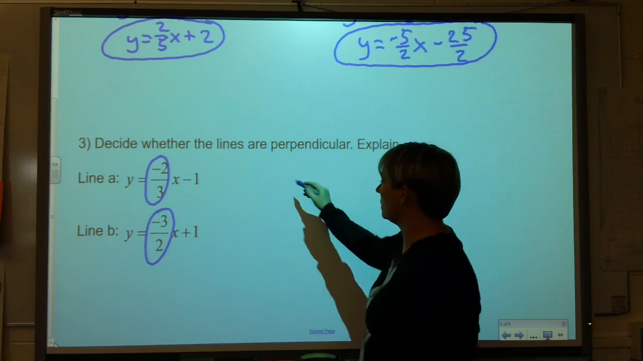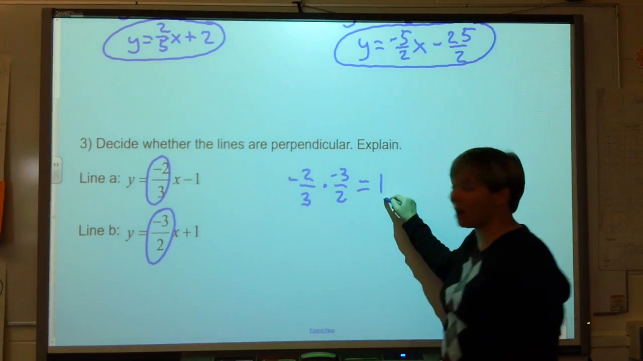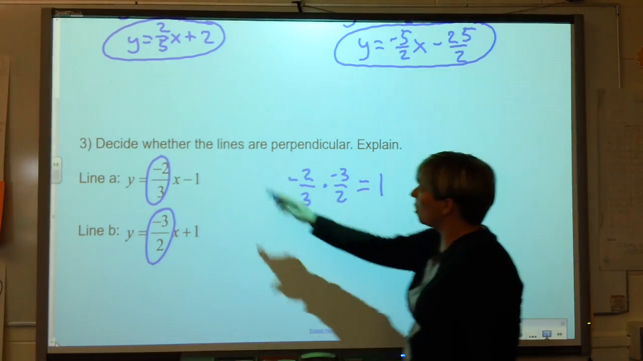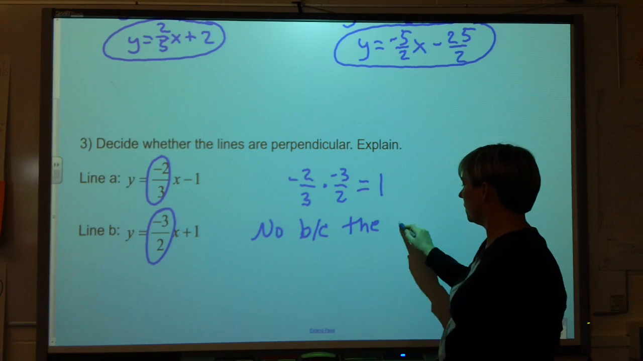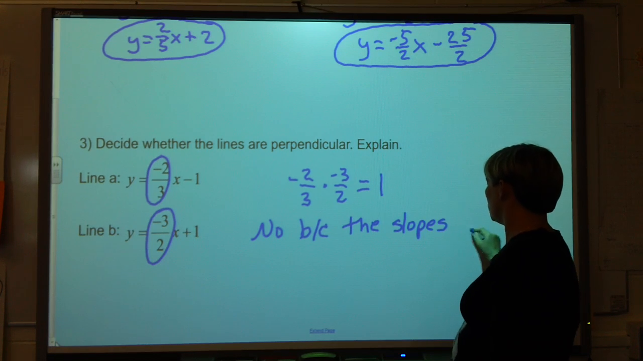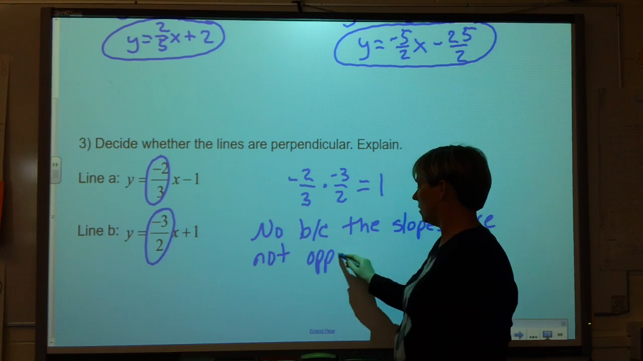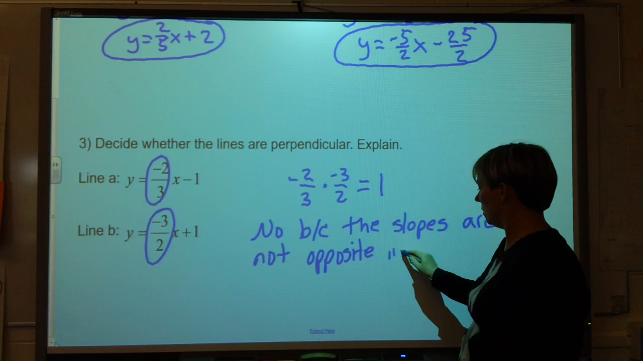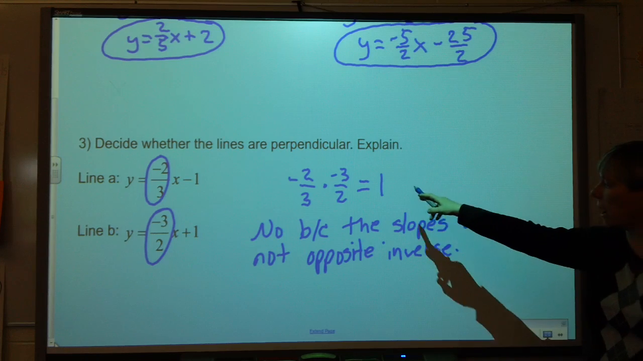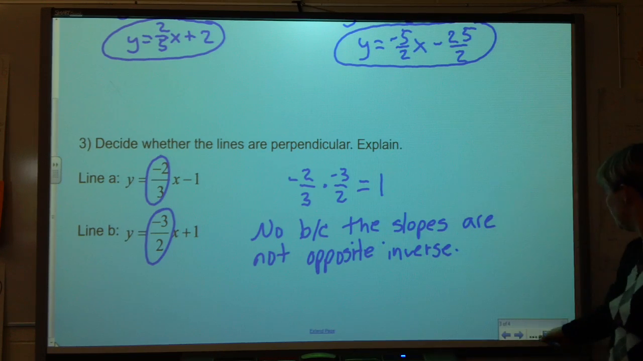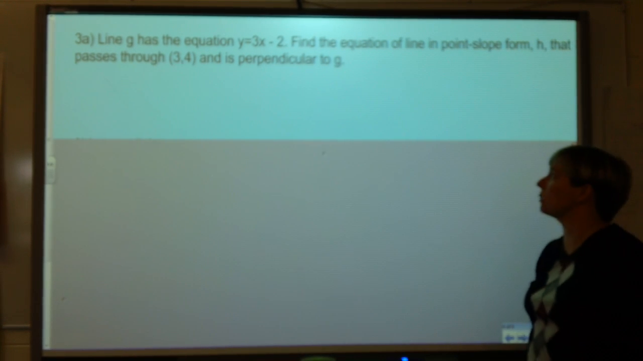So how do I prove it? I would say, okay, well, negative 2/3 times negative 3/2 is positive 1, not negative 1. So are these perpendicular? No, because the slopes are not opposite inverse. When I multiply them, I get positive 1 and not negative 1.